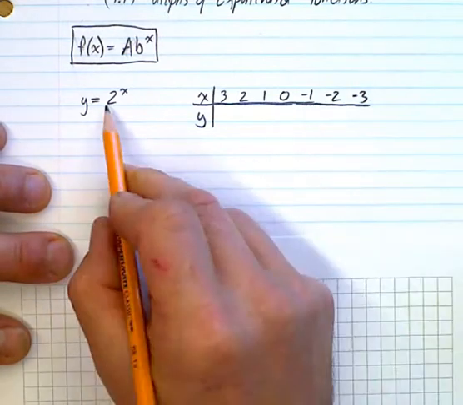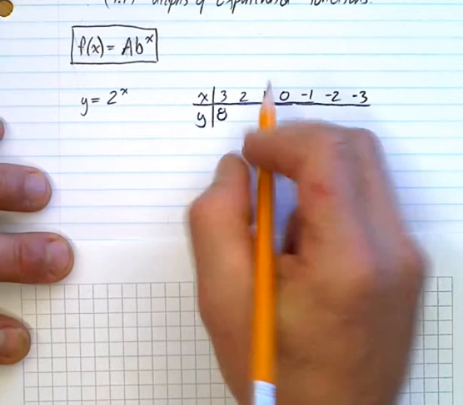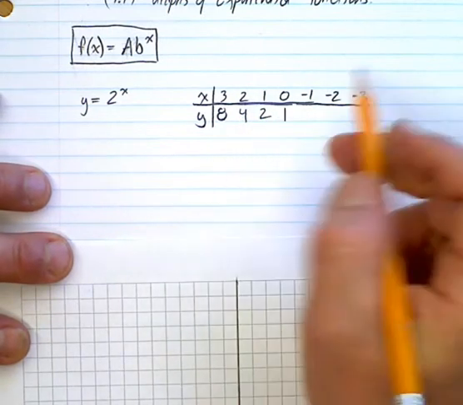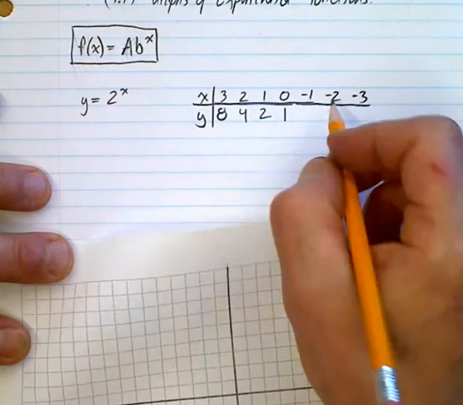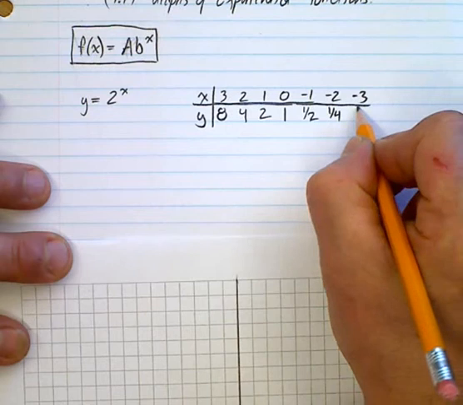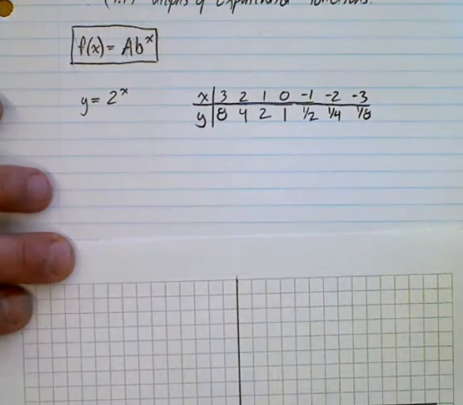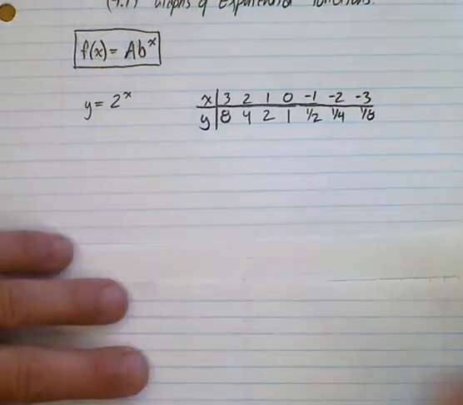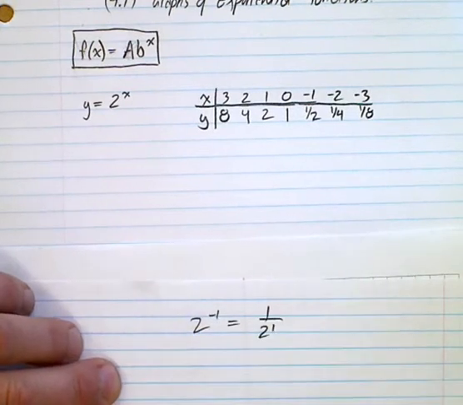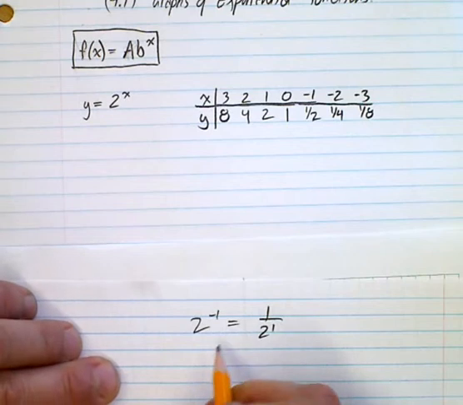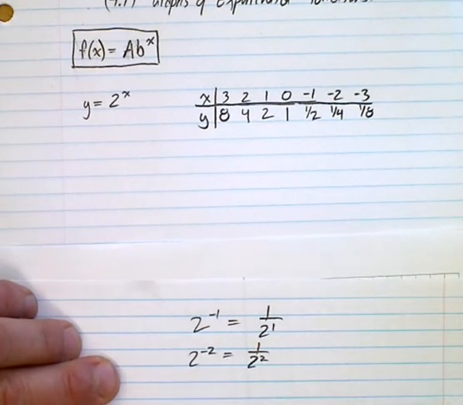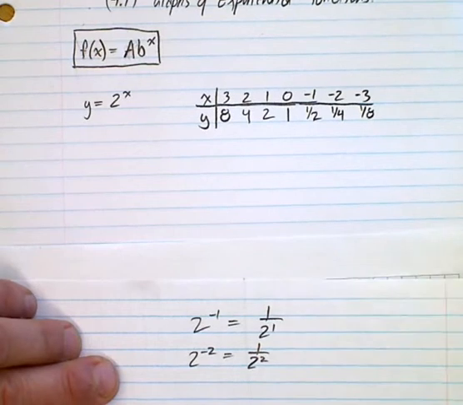So 2 to the power 3 would be 8, 2 to the power 2 is 4, 2 to the power 1 is 2, 2 to the power 0 is 1. Careful with that. 2 to the power -1 is 1/2, 2 to the power -2 is 1/4, and then 1/8, okay? If you want to see why that is, well, look, 2 to the power of -1 is 1 over 2 to the power of 1. If I have 2 to the power of -2, that's 1 over 2 to the power of 2. So you've got to remember your negative exponents.